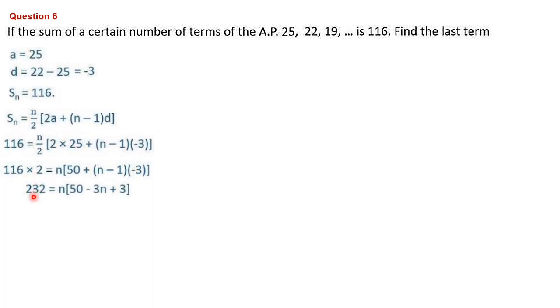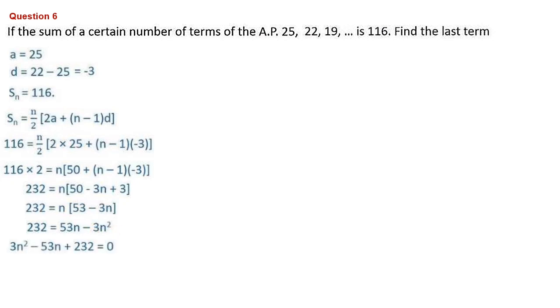116 into 2 is 232, equal to n into 50 plus, remove the bracket, plus into minus is minus, n into 3 is 3n. Then minus into minus plus, 1 into 3 is 3. So 232 is equal to n into 50 plus 3, that is 53, minus 3n. Remove the bracket. 232 is equal to 53 into n, that is 53n, minus 3n into n is 3n square.